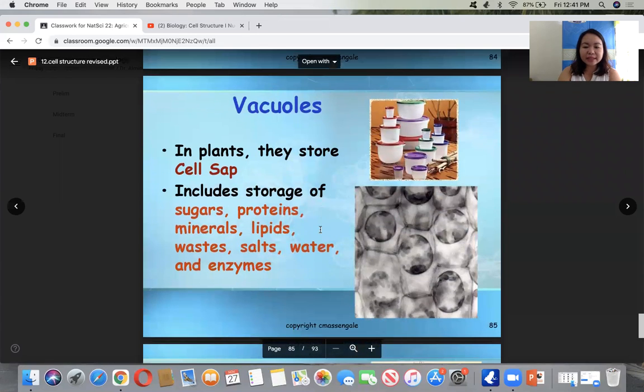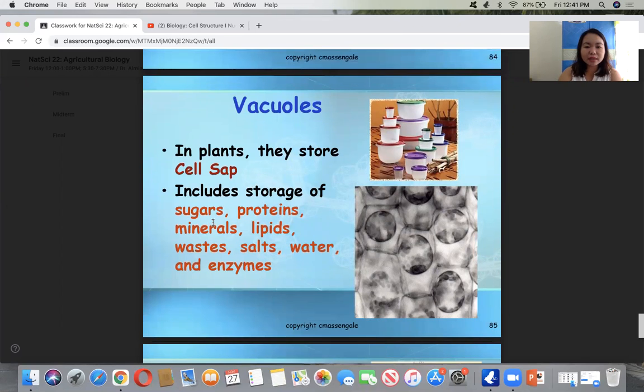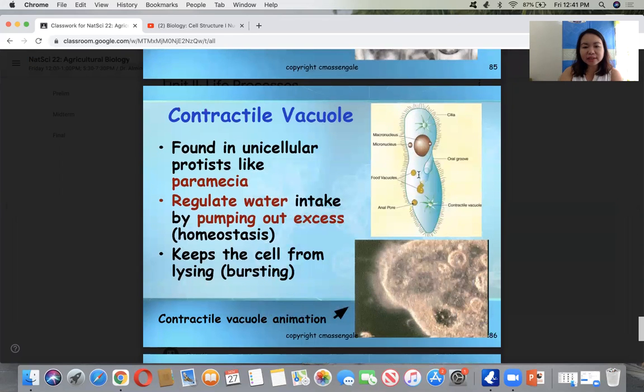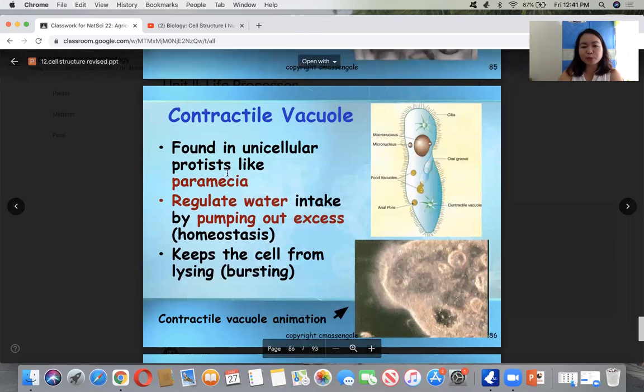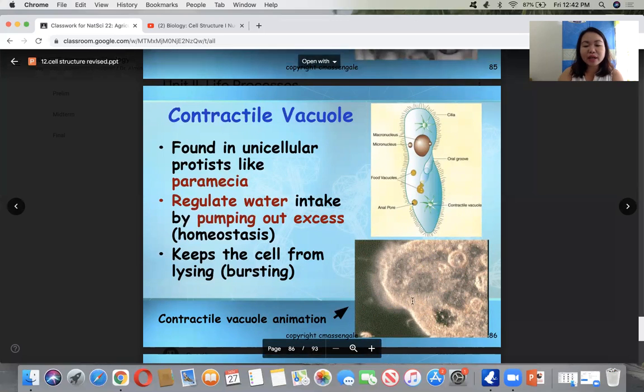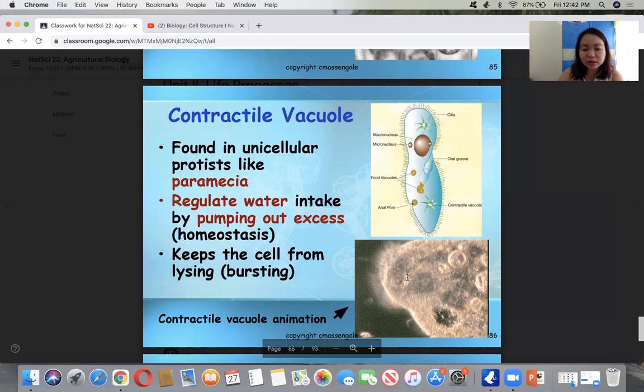In plants, they store cell sap, which includes sugar, proteins, minerals, lipids, waste, salts, water, and enzymes. A contractile vacuole is found in unicellular protists like Paramecia, and it regulates water intake by pumping out excess water. We call that homeostasis, and it keeps the cell from lysing or bursting. This one is a contractile vacuole animation.